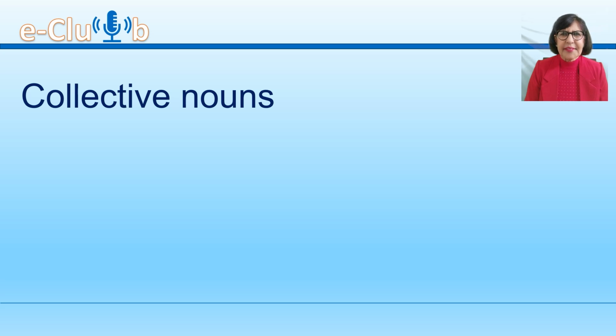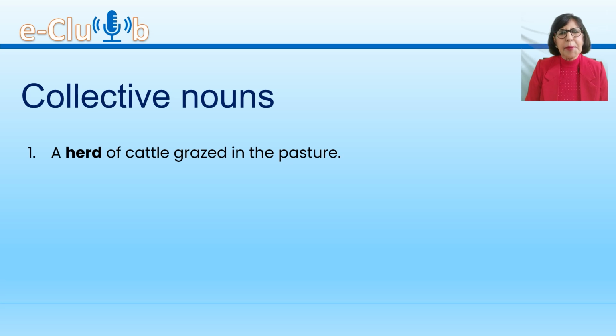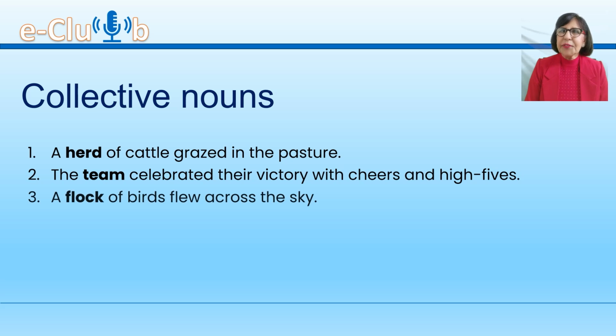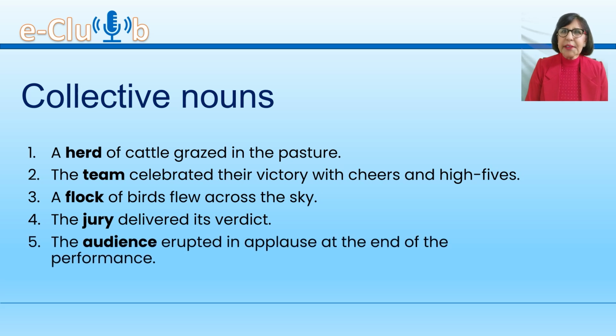Let's look at a few examples. A herd of cattle grazed in the pasture. The team celebrated their victory with cheers and high fives. A flock of birds flew across the sky. The jury delivered its verdict. The audience erupted in applause at the end of the performance. Now, once you've read these examples, you will find it much easier to recognize collective nouns when you see them.